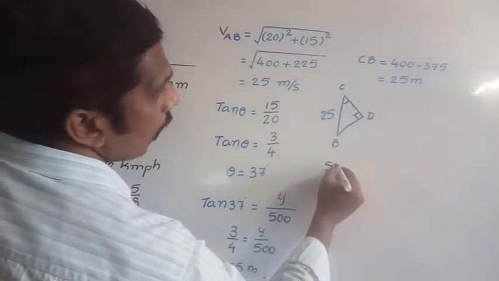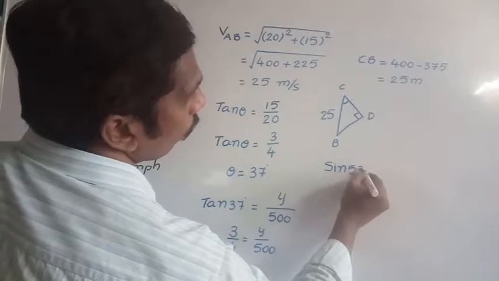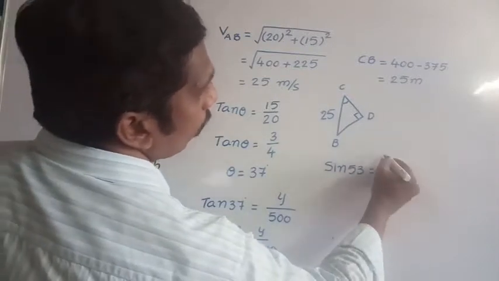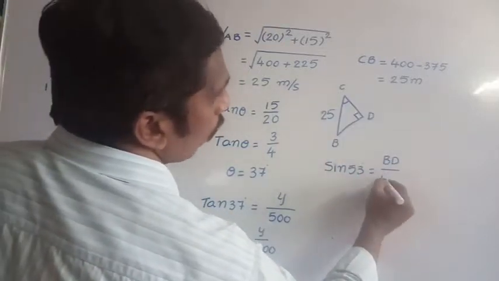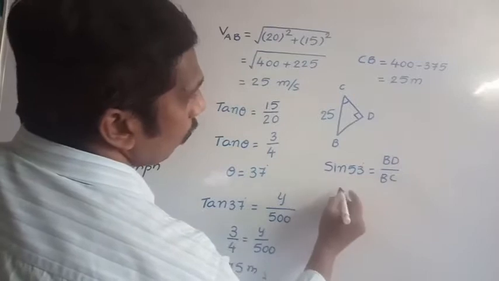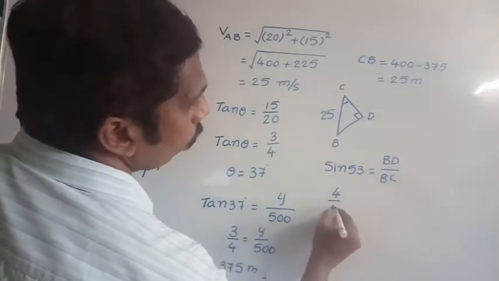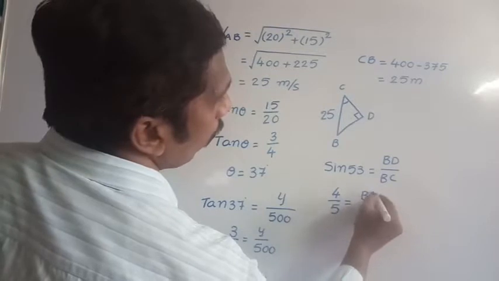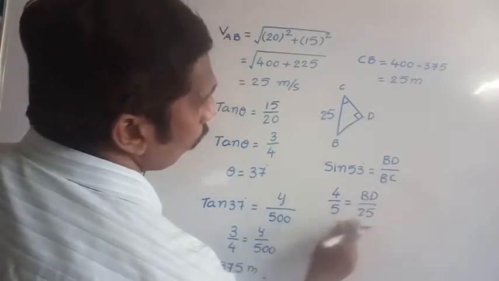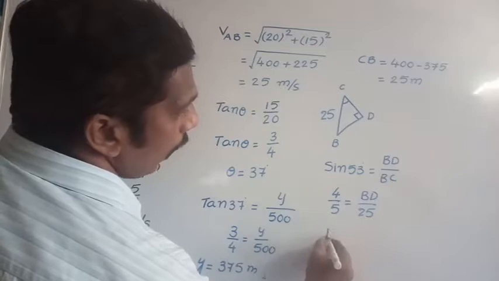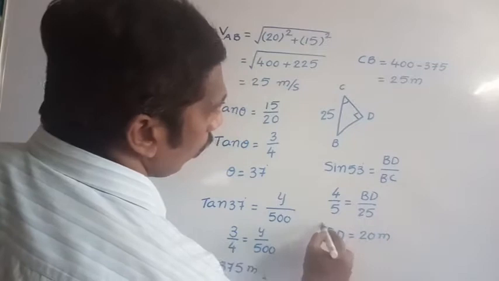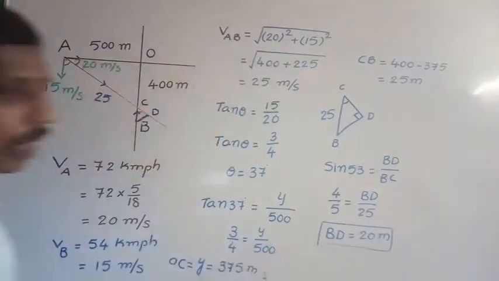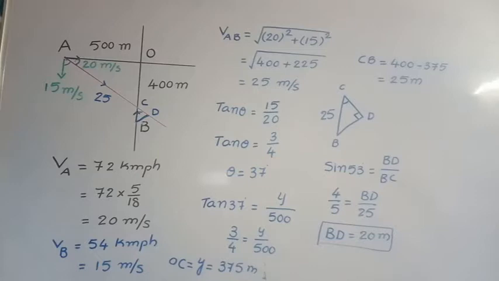So sin 53 degrees is equal to the opposite side, BD, by the hypotenuse, which is BC. The sin 53 degrees value is 4 by 5, so 4 by 5 is equal to BD by 25. The 5 cancels out 5 times, so BD is equal to 20 meters. BD is 20 meters. This is the minimum or shortest distance between A and B. In this way, we can calculate the shortest distance.